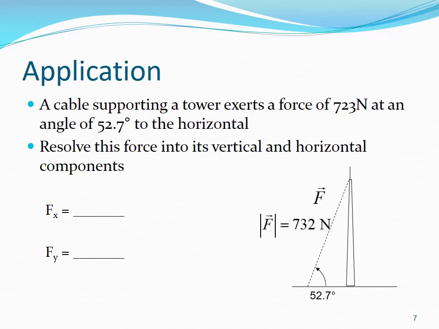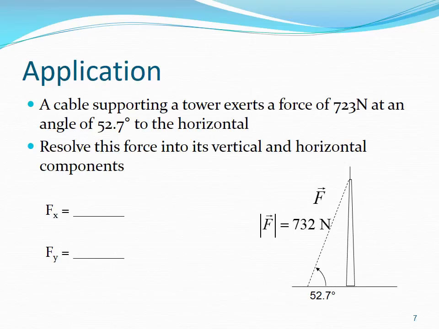Here's an application. A cable supporting a tower exerts a force of 723 newtons at an angle of 52.7 degrees to the horizontal. Resolve this force into its vertical and horizontal components. We call the vector F and note it has a magnitude of 723 newtons, the units of force. Note that we always include the units when discussing the magnitude of a vector, and the magnitude of a vector is always positive.